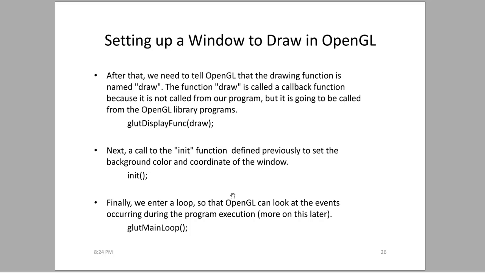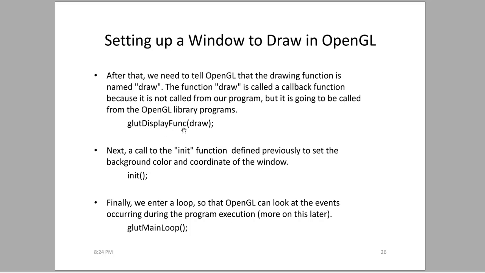Then finally, when we see a window, we will draw something on the screen. Okay, and whatever we draw, it is in the draw function. That was the very first thing. But we need to tell OpenGL what our draw function is. So we pass the name of our function, which is draw, to glutDisplayFunc.